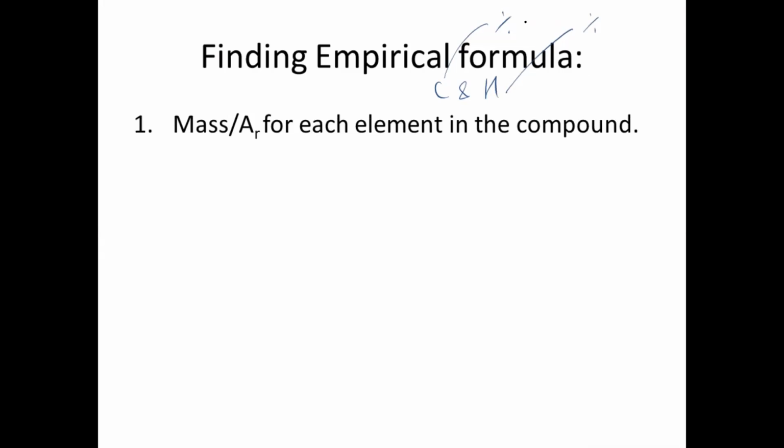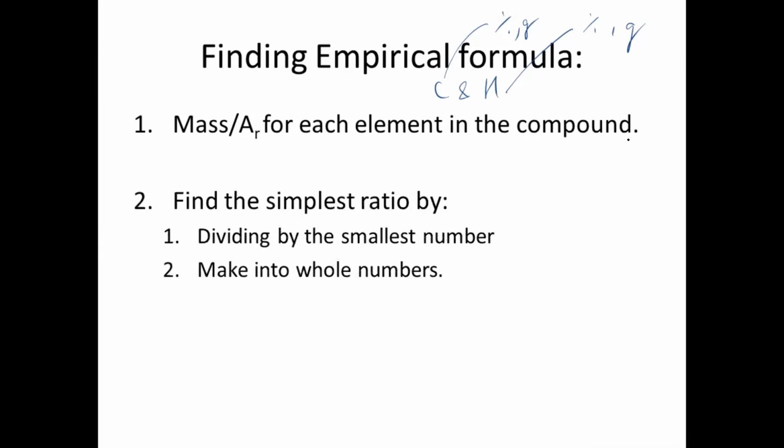Or they might tell you there's this many grams of this or grams of hydrogen. Now, once you've got these numbers, then you have to divide them by either the AR or MR, the AR of each element. And then this will give you the moles.